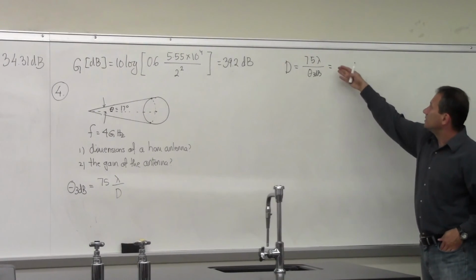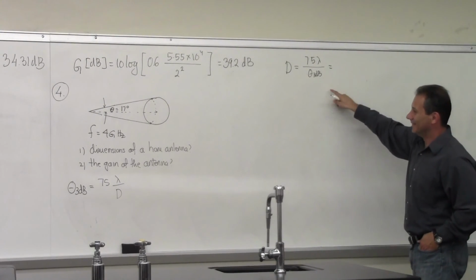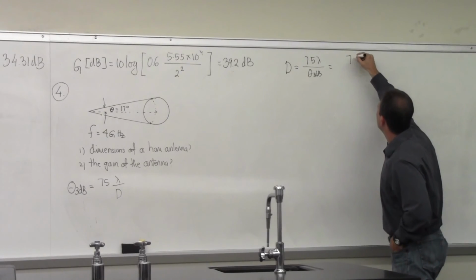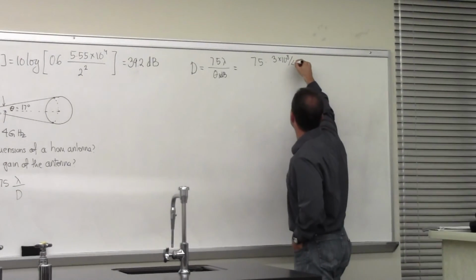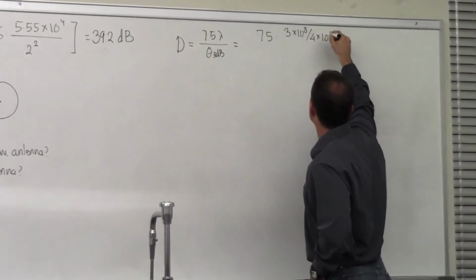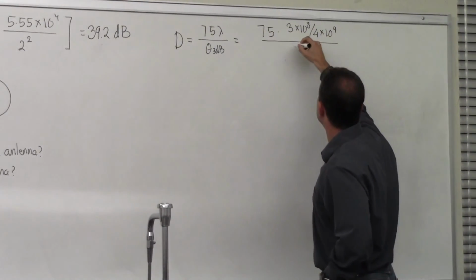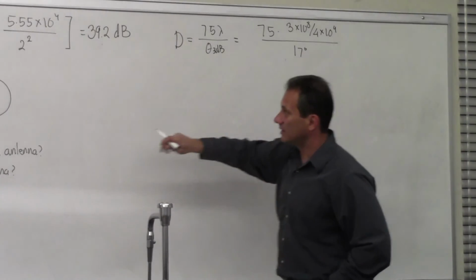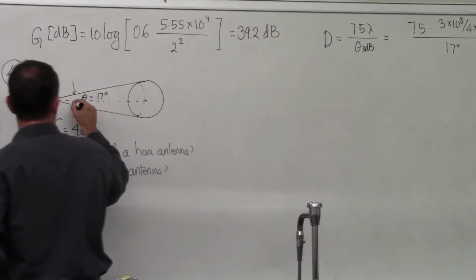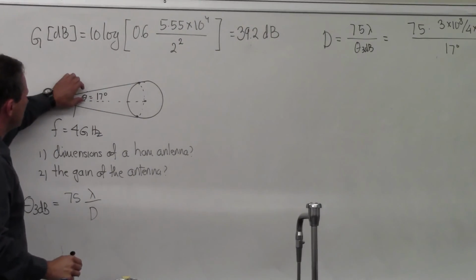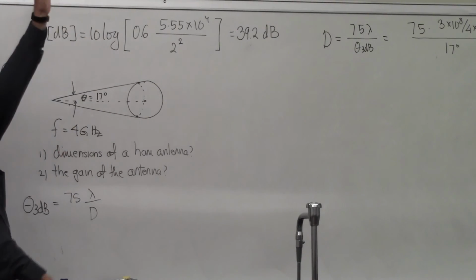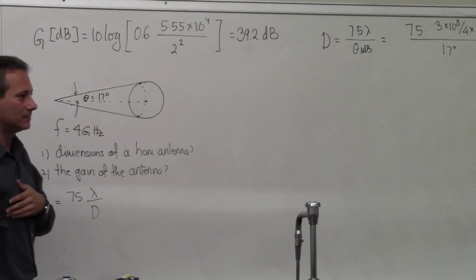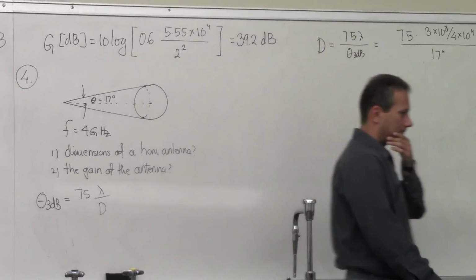And that's what it says here. So I have 75 times 3 times 10 to the 8 divided by 4 times 10 to the 9, and divided by 17 degrees. I had another error that I don't know if you noticed: when I say 17 degrees, it's from here to here. It's 2 times 17. 17 degrees is that.